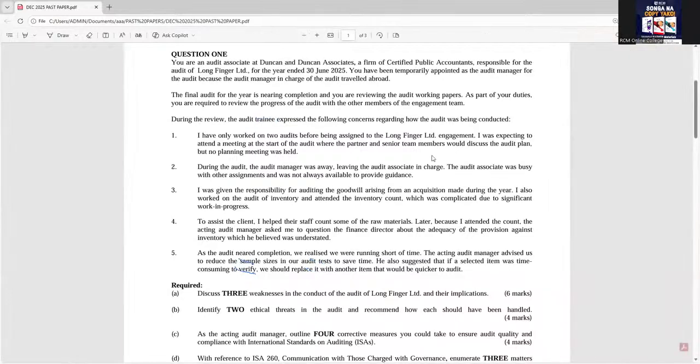So we can talk about the first one here. The first weakness is lack of planning. Then number two, we are talking about lack of supervision. During the audit, the audit manager was away, leaving the audit associate in charge. The audit associate was busy with other assignments and was not always available to provide guidance or supervision of what was having to be done.